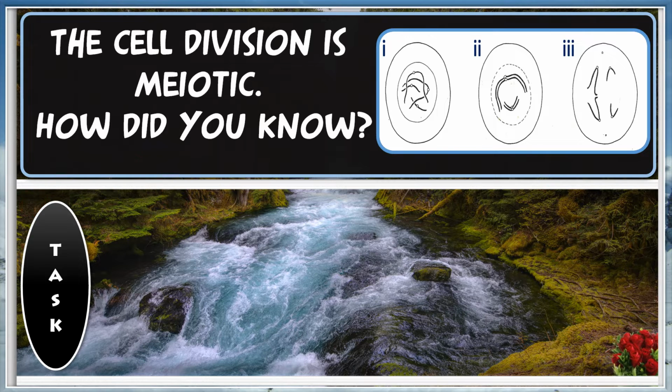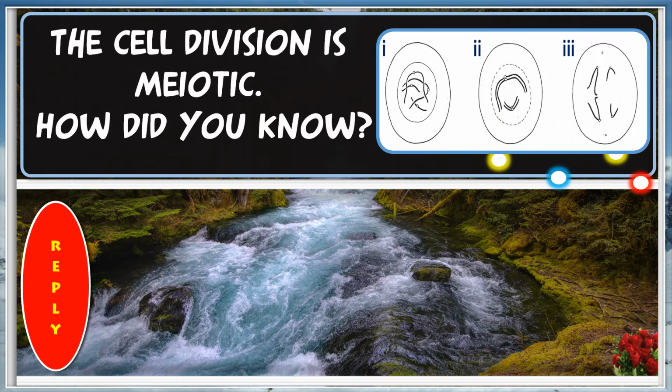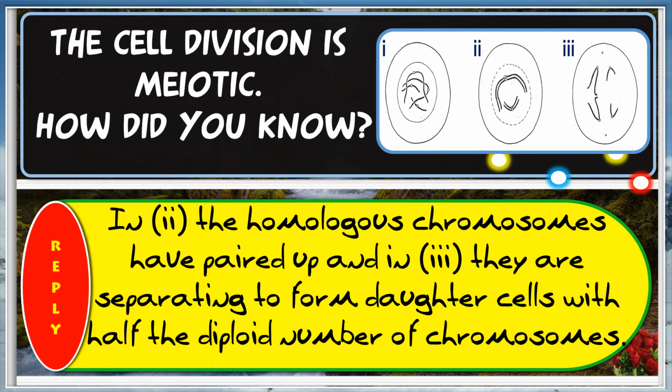How did you know? In part 2, the homologous chromosomes have paired up, and in part 3, they are separating to form daughter cells with half the diploid number of chromosomes.